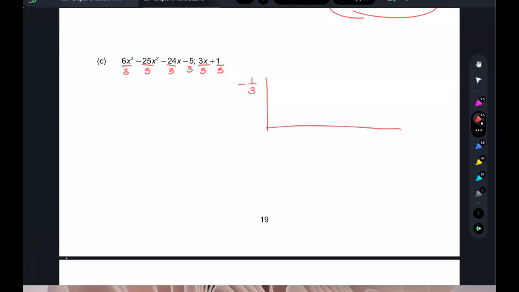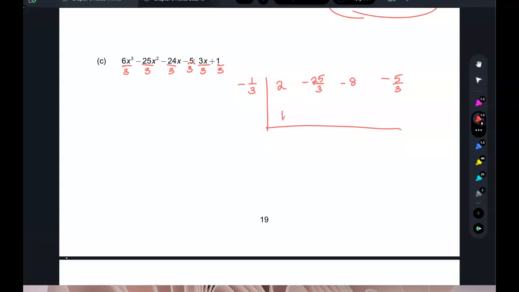Let's leave some room because it's fractions. 6 divided by 3 is 2. Negative 25 thirds, negative 8, and negative 5 thirds. So again, if we don't get 0 at the end, we know we made a mistake, because we were told that it's a given 0. If it doesn't go in evenly, just leave it as an improper fraction. Everything should work out in the end.